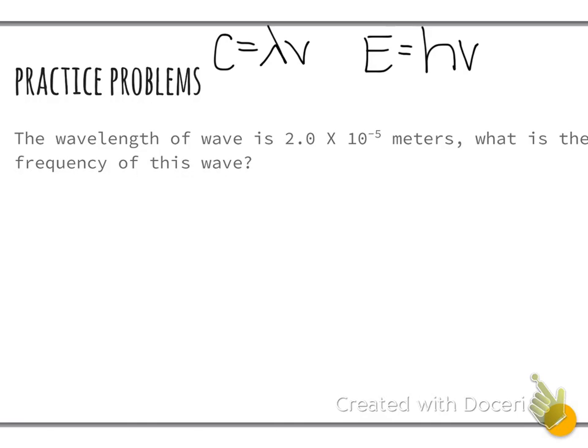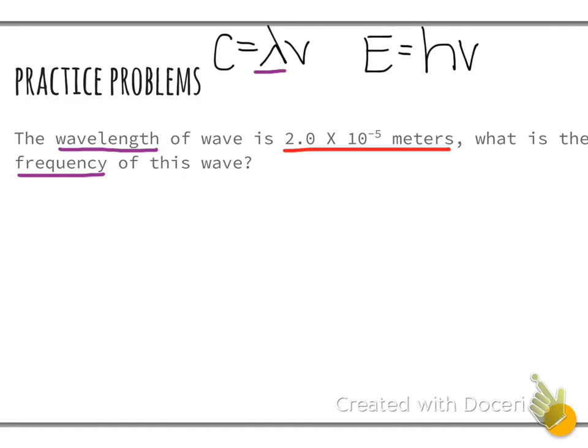So I'm just going to give you that. I'm not giving you what the symbols mean, so you need to be able to recognize which equation you're going to use. The wavelength is given here, and we are looking for the frequency. So we have wavelength and we have frequency.